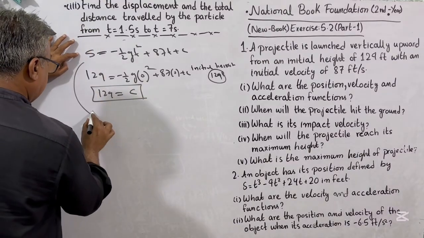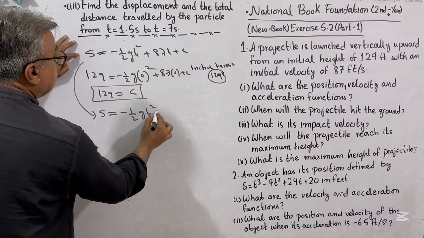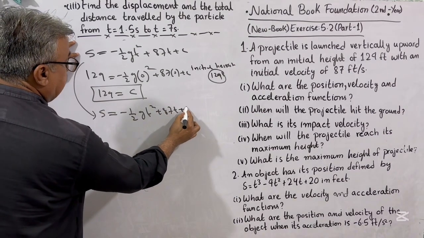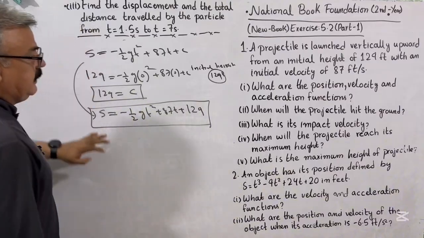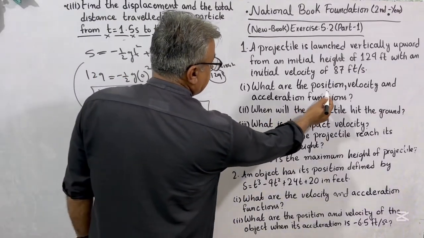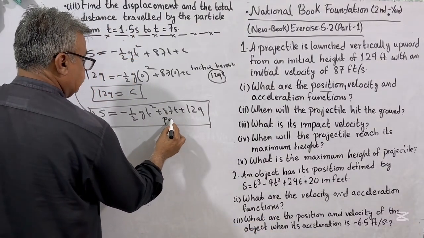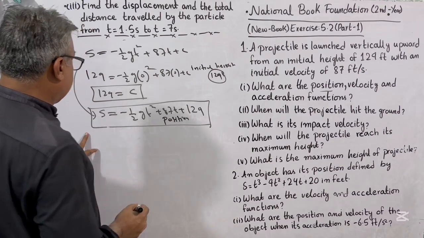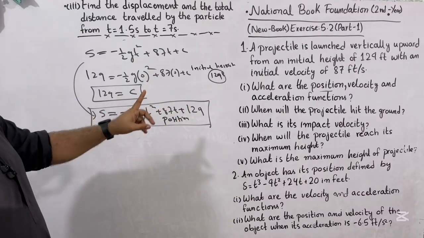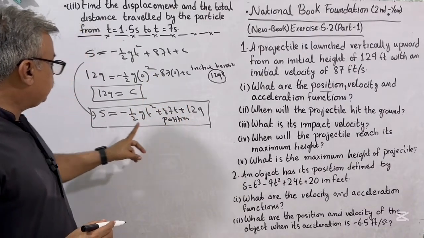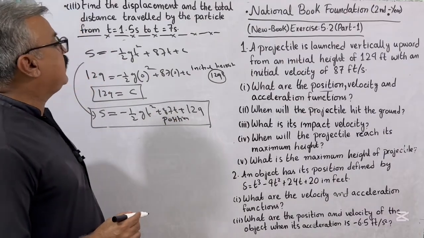Now we have fully prepared our distance function in terms of time as negative 1 over 2 gt square plus 87t plus 129. It is our displacement function, or the position function, as required. Position of this projectile is given by this equation. Motion of the projectile is given by this equation. The projectile satisfies this equation according to the given constants.